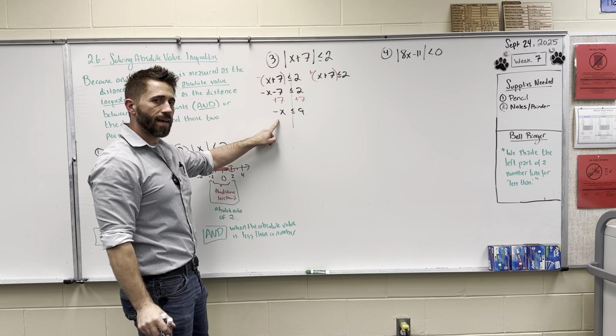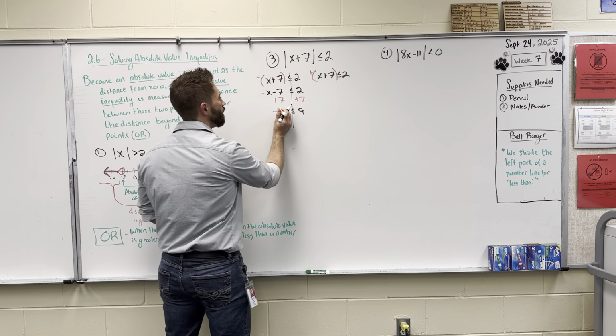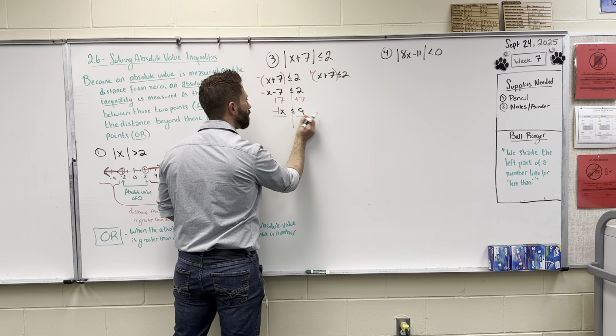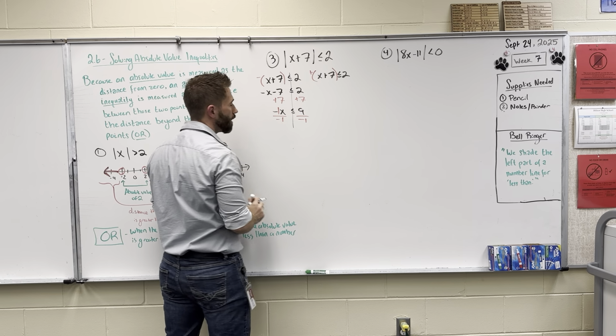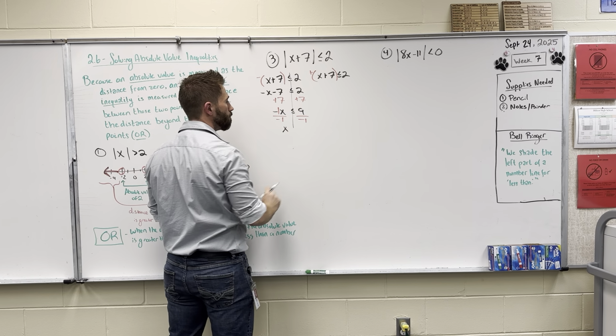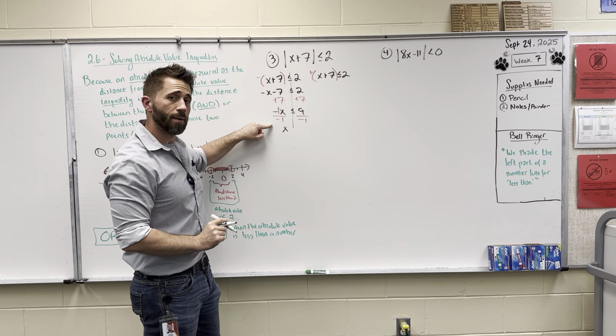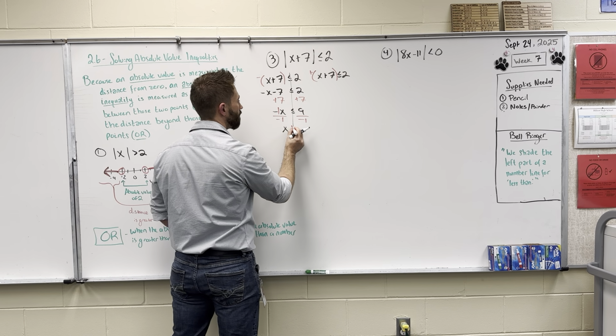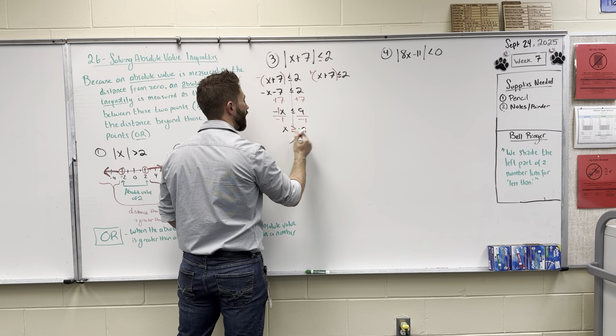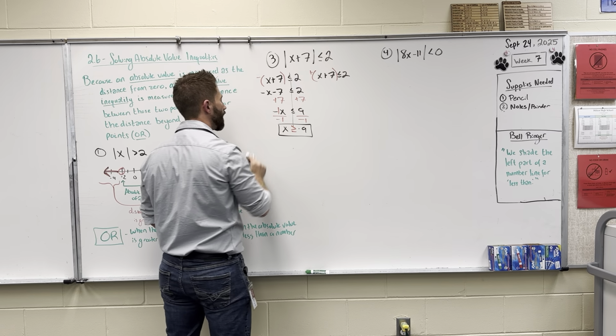And then here's one of the things I did ask them. What's the number that's invisible in front of the x? And it is a 1. Pretty much everybody was like, oh, well then, yeah, I know to divide there. So I get x, pause. What happens when I divide by a negative? Well, the inequality says I flip the sign. So I get x is greater than or equal to negative 9.